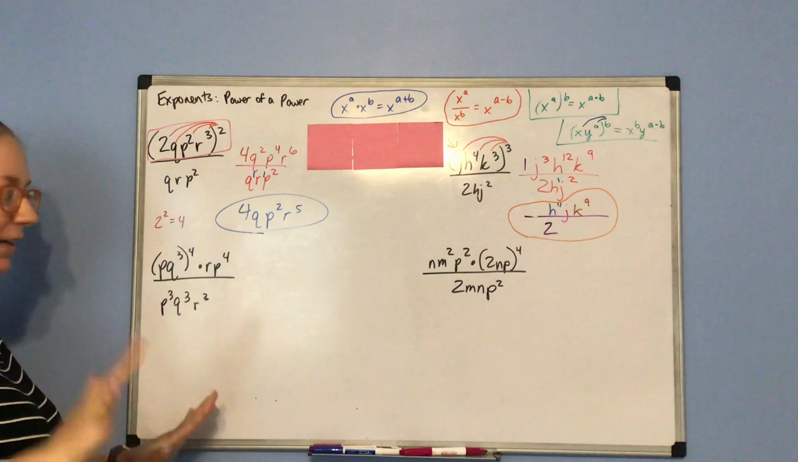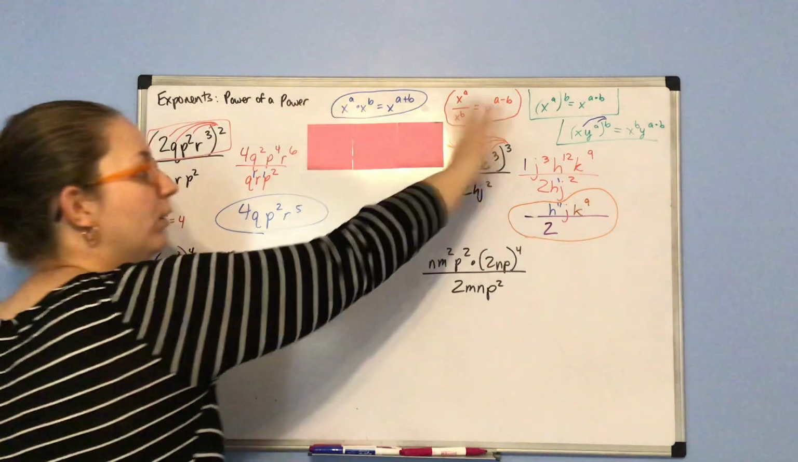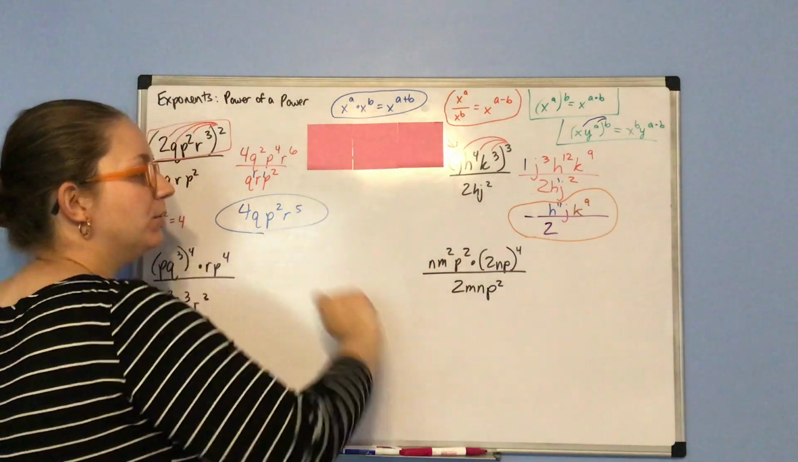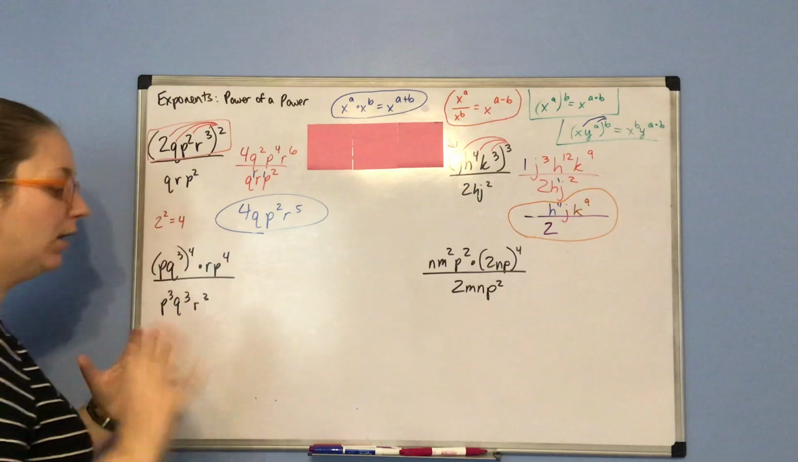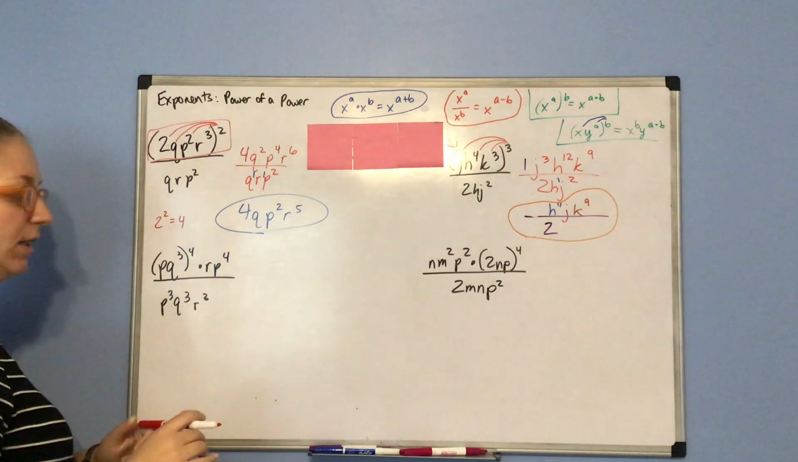All right, the last 2 are as crazy as it's going to get for now. We are going to be combining all 3 of our rules together. We will see some power of power stuff, we'll see some product rule stuff, we'll see some quotient rule stuff, all happening in the same problem. Looks really scary, but just take it one step at a time.